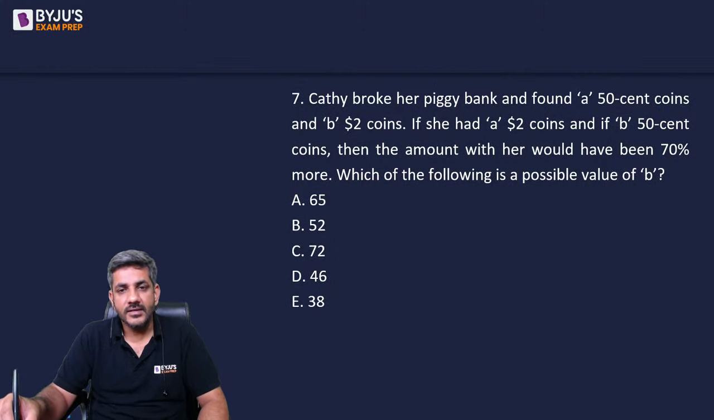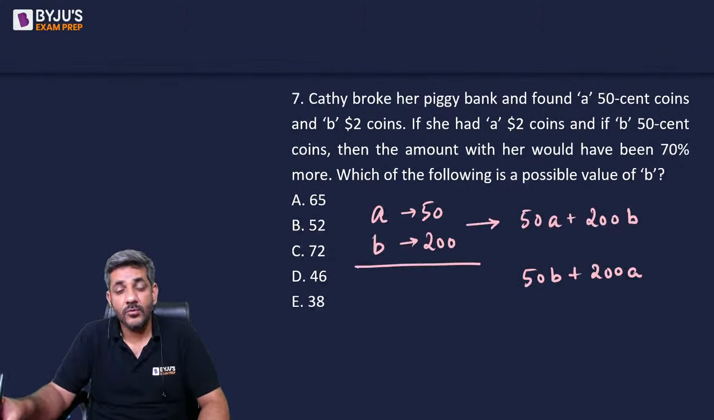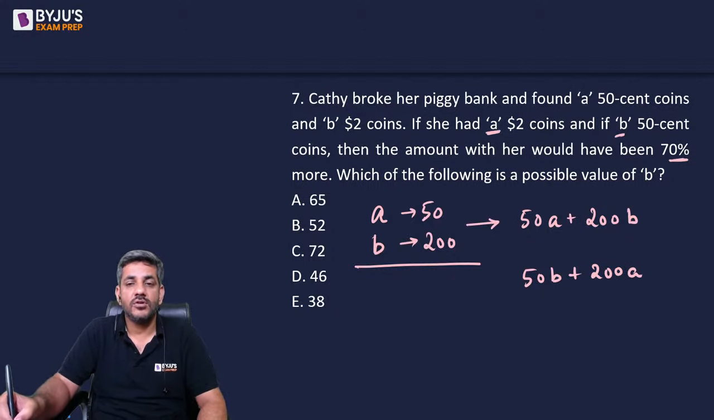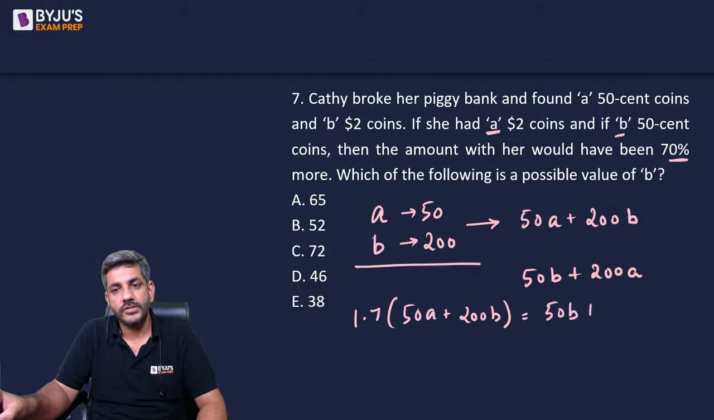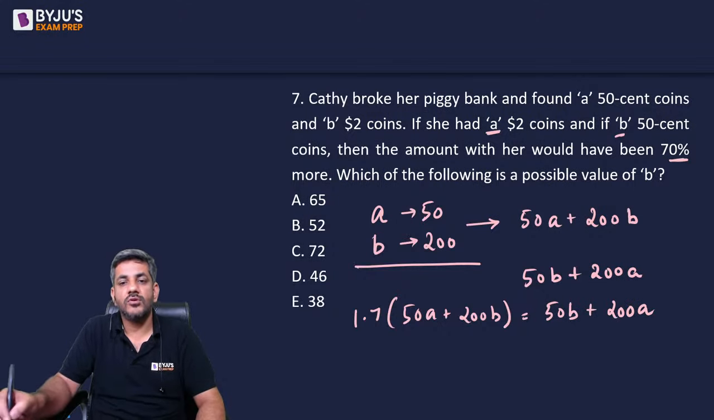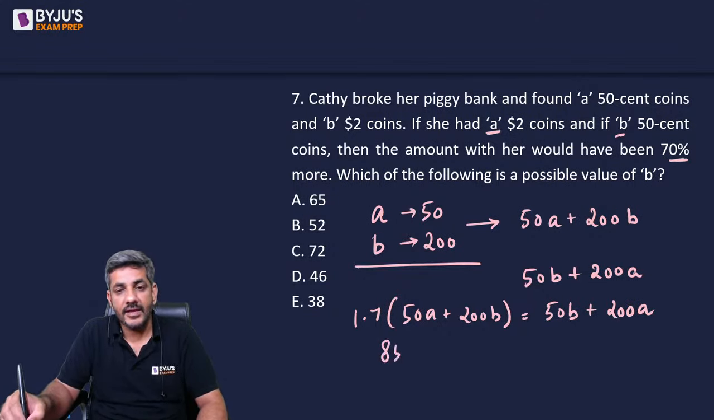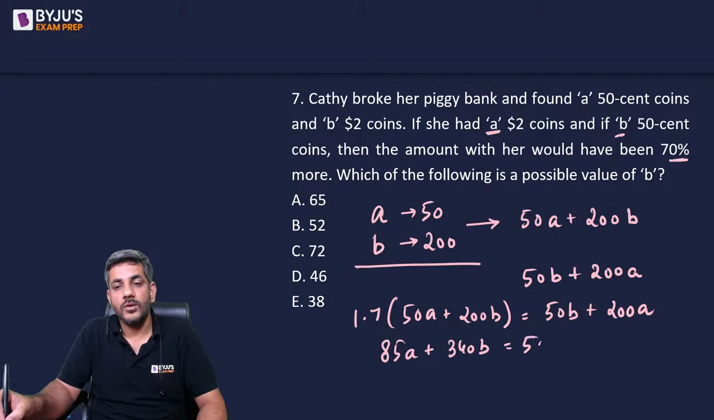So currently she has A coins of 50 cent, and it says that if there were A $2 coins and B 50-cent coins, that means had they been interchanged, this money would have been 70% more than the previous one. So that means 1.7 times the previous amount is equal to the new amount, because this new amount is 70% more than the previous one. So here I get 85A plus 340B is equal to 50B plus 200A.